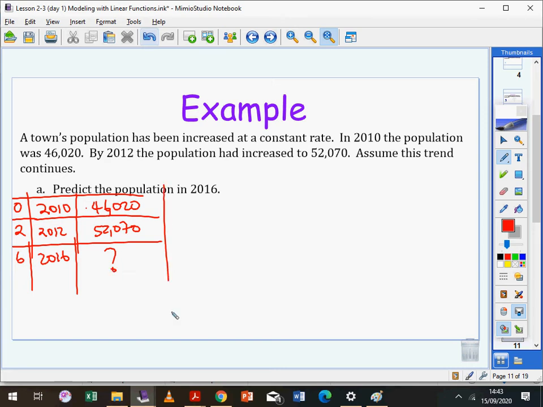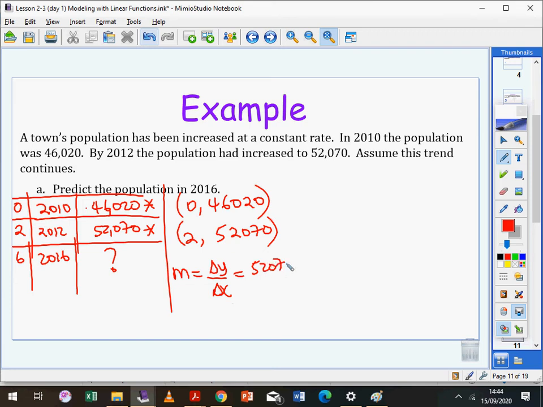Now, I hope you can see that I've been given 2 data points. One data point is x value is 0, y value is 46020. Another data point is when the input value, or the time value, is 2, the output is 52070. So I can use these 2 points to find a slope for this relation. The slope is going to be change in y divided by change in x, which is 52070 minus 46020 divided by 2 minus 0.